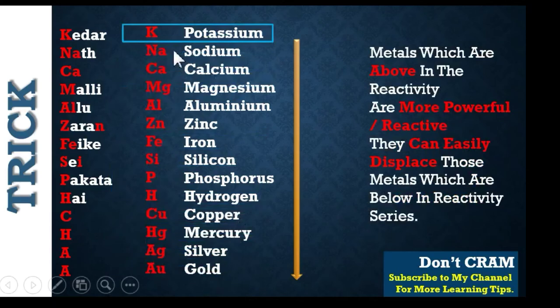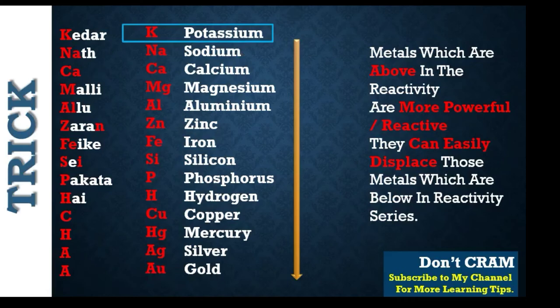In this case, you can see potassium is present at the top, so it is the most powerful, the strongest one and more reactive than the other elements. And gold is present at the bottom of this reactivity series, so that's why it cannot react very easily with the others.